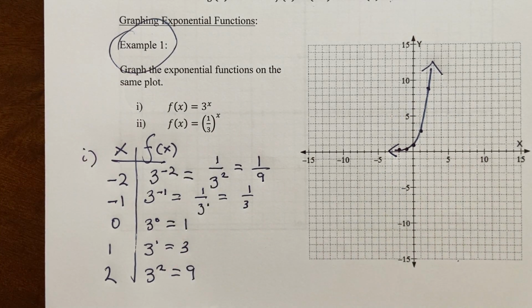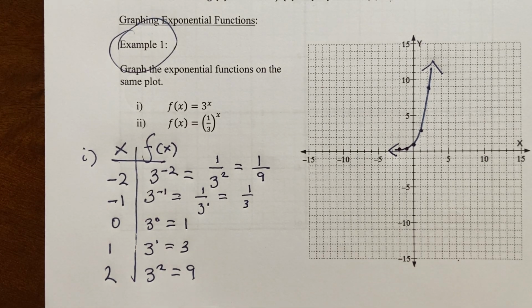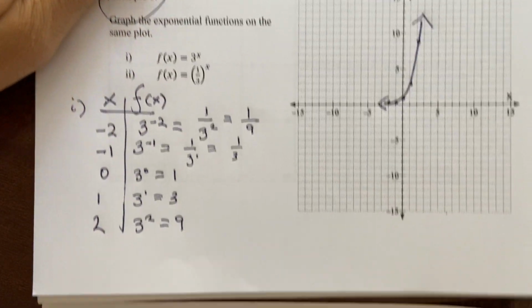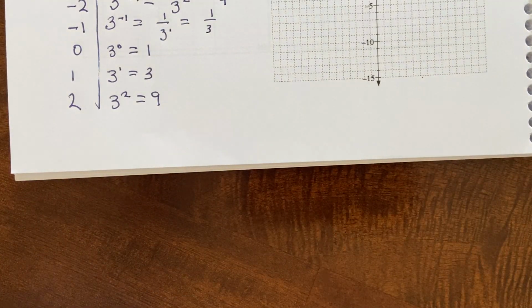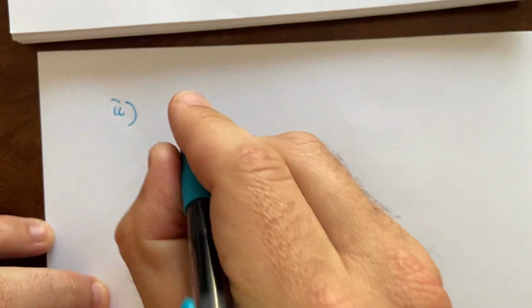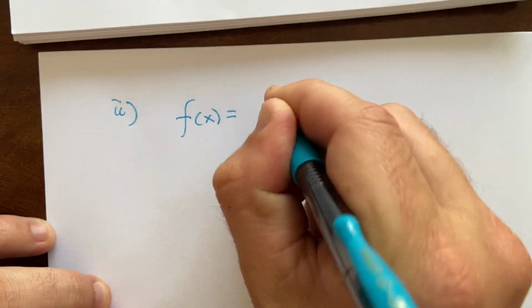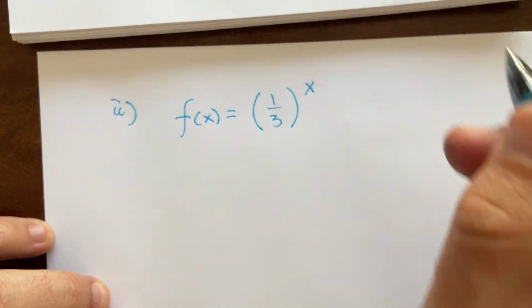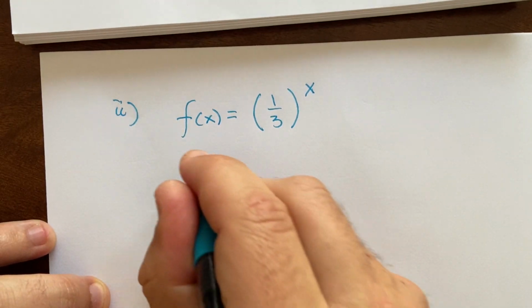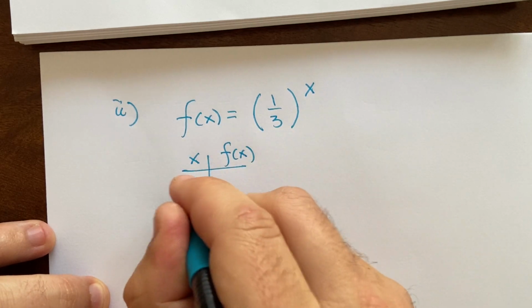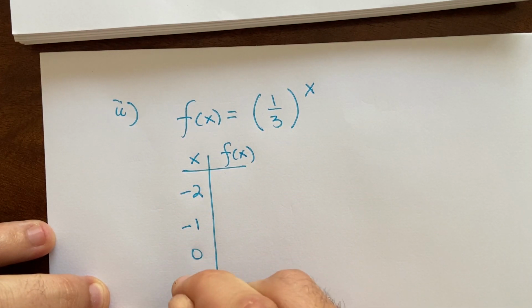What about for part 2? Maybe I'll use another sheet of paper to show you that. I'll try to find a blank sheet of paper. So for the point plotting method on that one, we'd have part 2 as f of x equals 1/3 raised to the x. So you can definitely use the point plotting method here as well. So I'll just stick with the same x's.